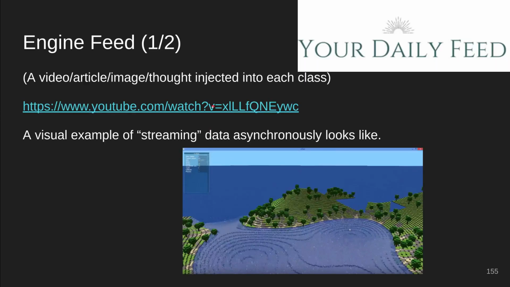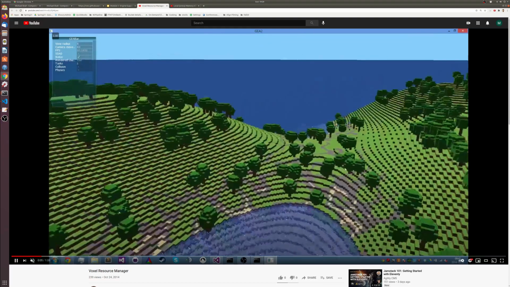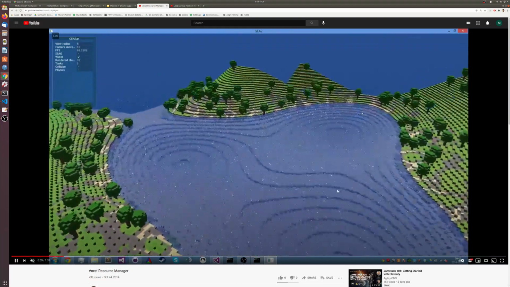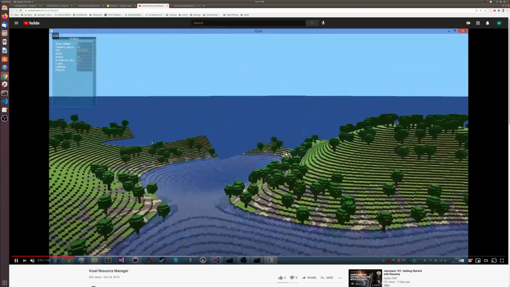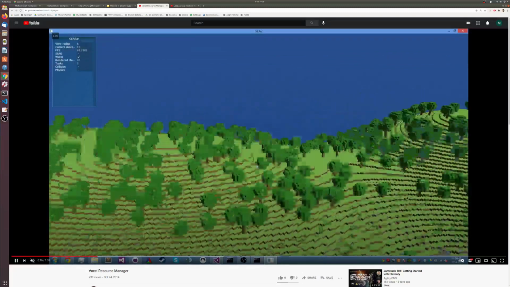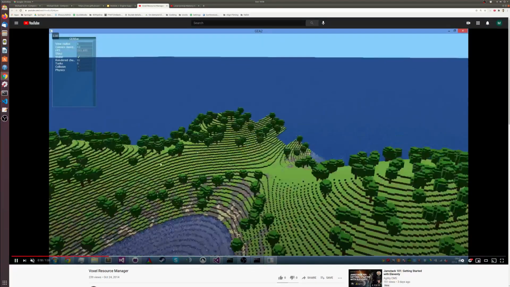If you want to see an example of this where you're streaming in data asynchronously, this is a nice one. Just sort of moving around the world in Minecraft. And you can see in the background this data just being streamed in as we move around. So as needed, without any order, you'll see the ordering sort of randomly bring in the data. But that's the idea here.